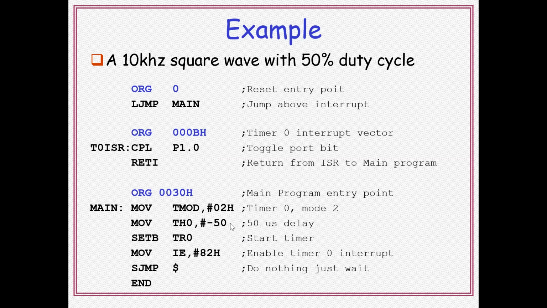So the required count is 50 microseconds, because one count is 1 microsecond, for this 10 kilohertz frequency. On time is 50 microseconds, off time is 50 microseconds. So start the timer, then automatically the timer will be started, and no need to wait for the overflow flag. So here simply write MOV IE, #82H. That indicates that in the IE register the MSB bit equals 1, and the second LSB bit equals 1. That enables the timer 0 interrupt.